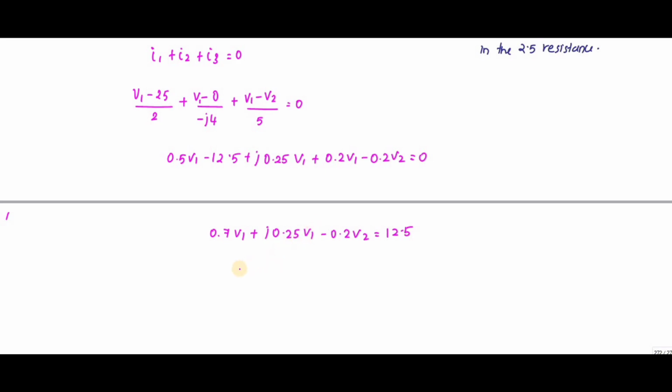So (0.7 plus j 0.25) V1 minus 0.2 V2 is equal to 12.5. So this is your first equation.